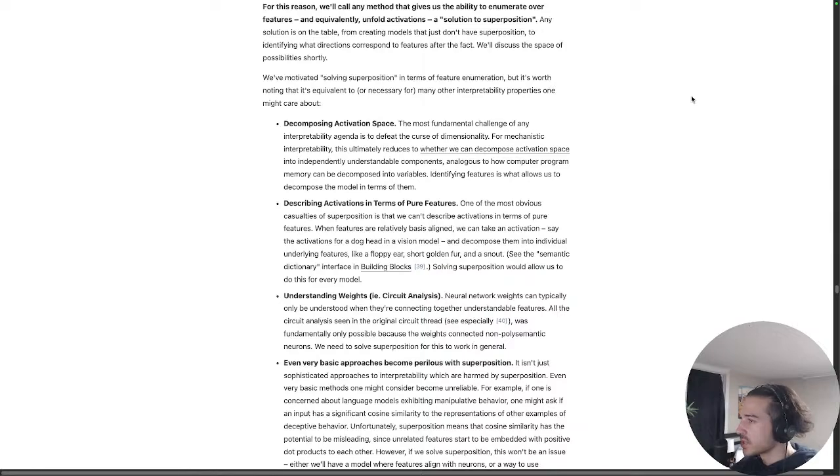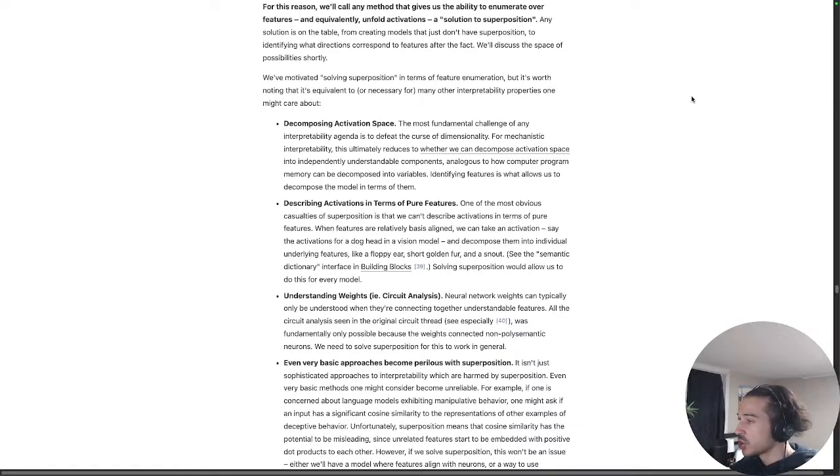We've motivated solving superposition in terms of feature enumeration, but it's worth noting that it's equivalent to, or necessary for, many other interpretability properties one might care about. Decomposing activation space. The most fundamental challenge of any interpretability agenda is to defeat the curse of dimensionality. For mechanistic interpretability, this ultimately reduces to whether we can decompose activation space into independently understandable components, analogous to how computer program memory can be decomposed into variables. Identifying features is what allows us to decompose the model in terms of them.